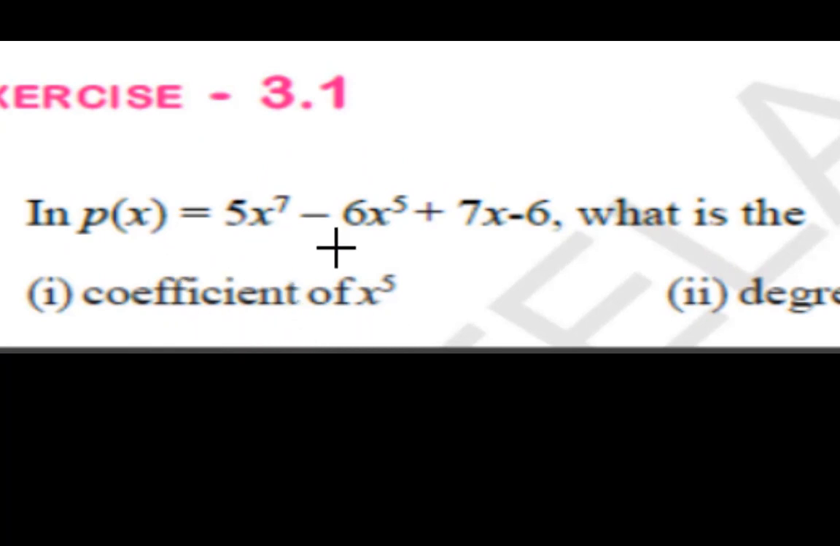So here in this polynomial, what is the coefficient of x power 5? If you observe this polynomial, the second term has the variable part x power 5, and this x power 5 is being multiplied by the number minus 6. So this minus 6 is known as the coefficient of x power 5. Therefore, the coefficient of x power 5 is minus 6.